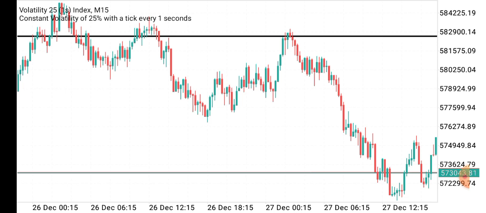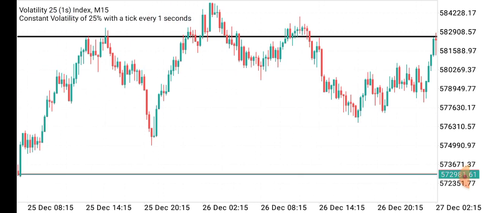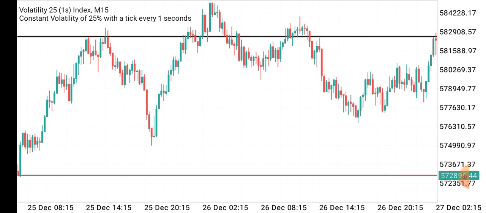You can also find this particular setup on the 4 hourly time frame, even on the 1 hourly time frame. If you find it on the 4 hourly time frame, you can still go down to the 15 minutes time frame to get your entry. You find it on the 1 hourly time frame, you can still go down to maybe the 5 minutes time frame or the 1 minute time frame to get an entry and also trade.